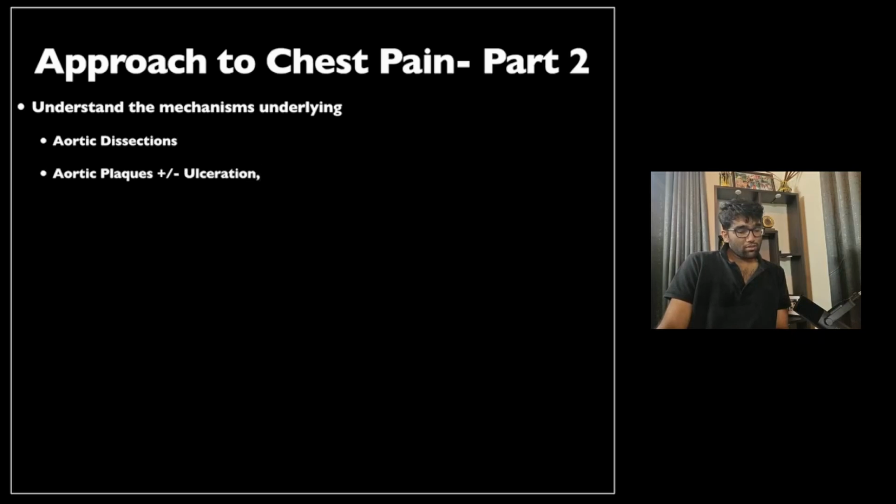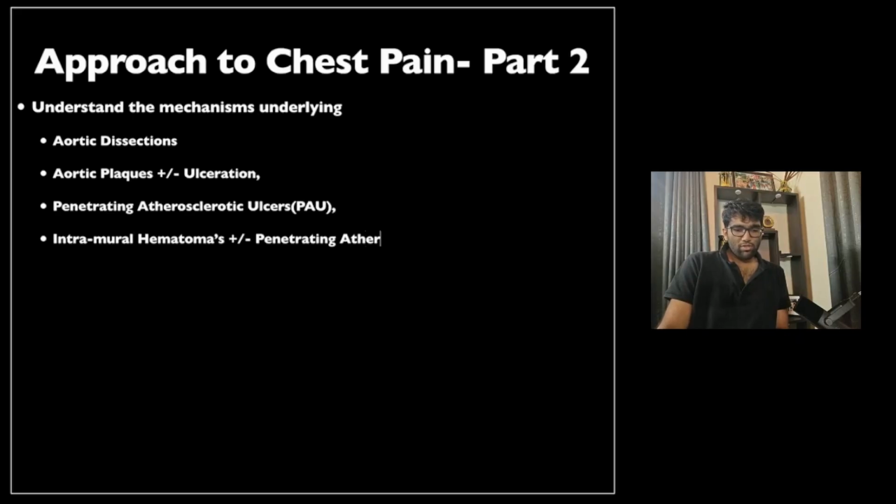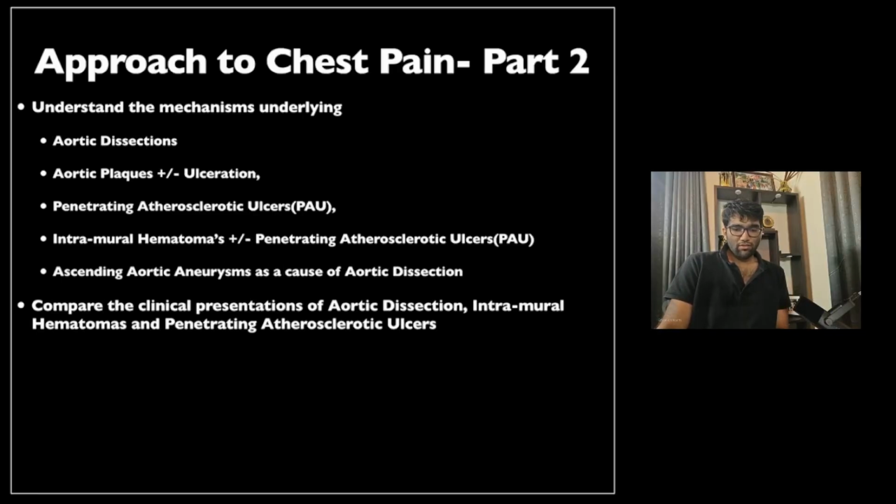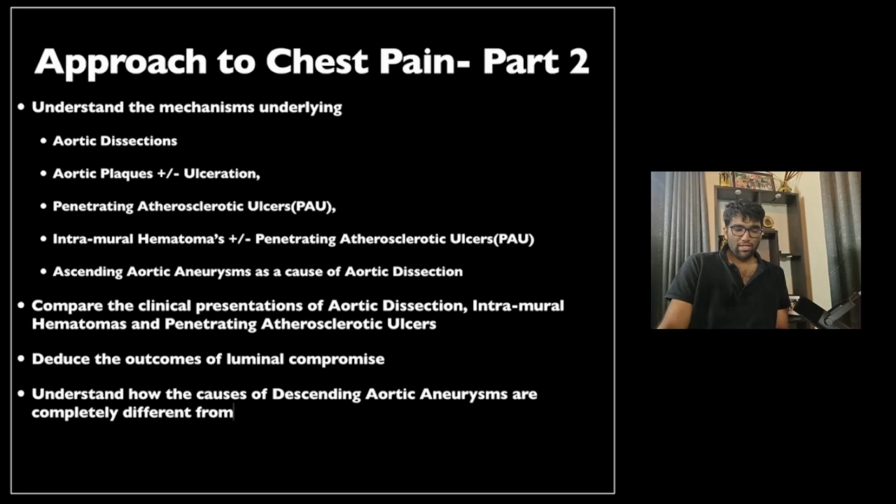We'll talk about aortic plaques with or without ulceration, penetrating atherosclerotic ulcers, often abbreviated as PAUs, intramural hematomas, which may or may not be associated with a PAU, ascending aortic aneurysms, and how they cause aortic dissections. We'll compare the clinical presentations of an aortic dissection, intramural hematoma, and penetrating atherosclerotic ulcers. We'll review the outcomes of luminal compression due to aortic dissection.